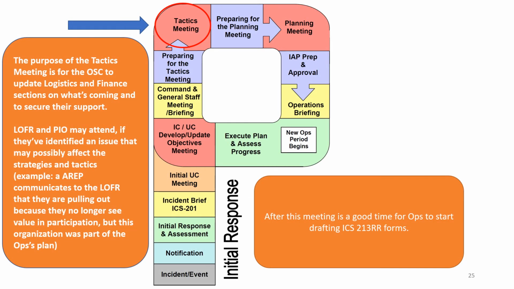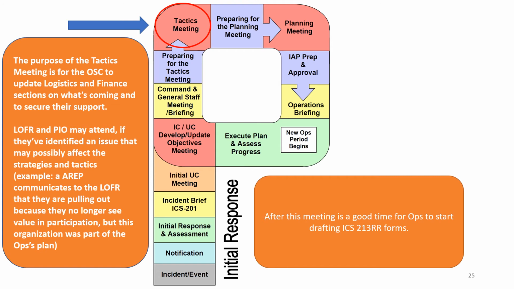Tactics meeting. As it says on the slide, during this meeting, the operations section chief has one job: sell the plan to logistics and finance section chiefs and secure their support in providing what is needed. This is why it was important for the finance section chief to determine the spending ceiling from the incident commander during the command and general staff meeting. We must know if we can actually pay for what operations section chief is requesting.